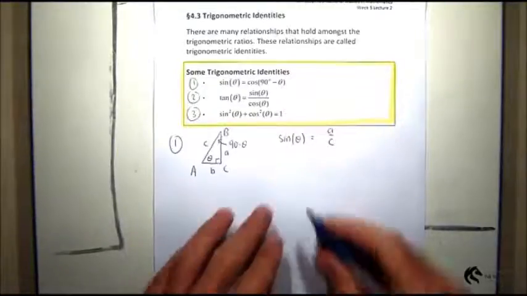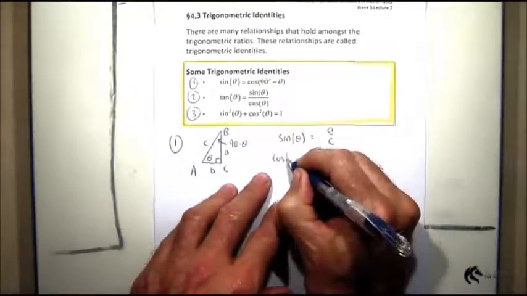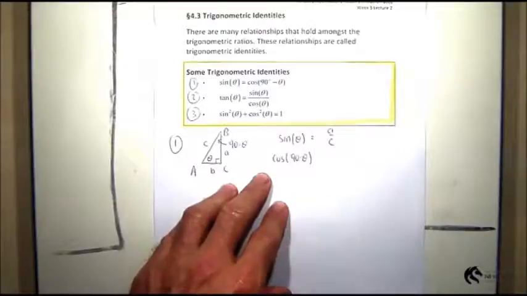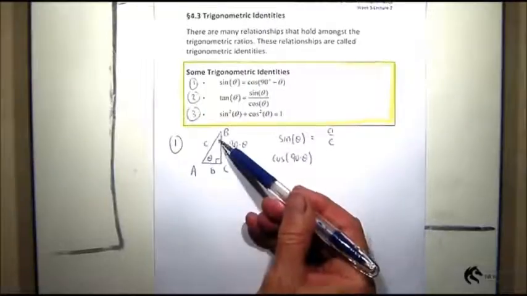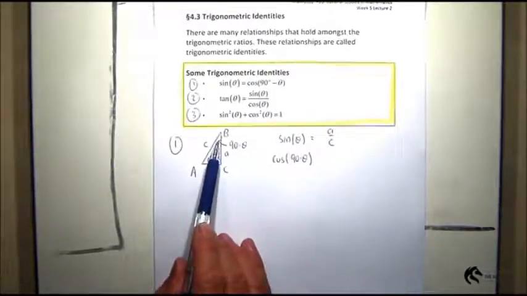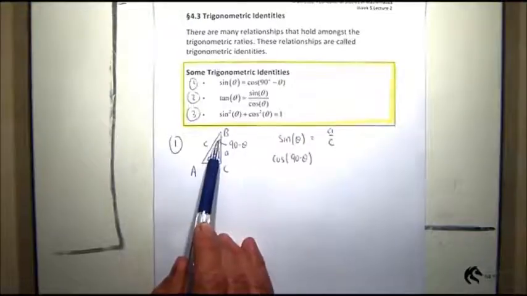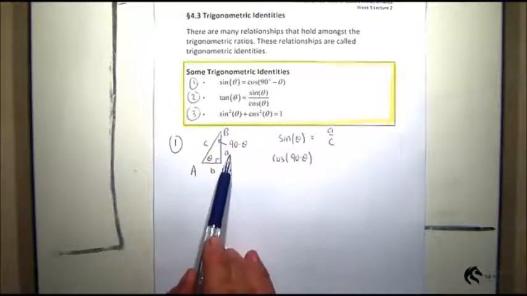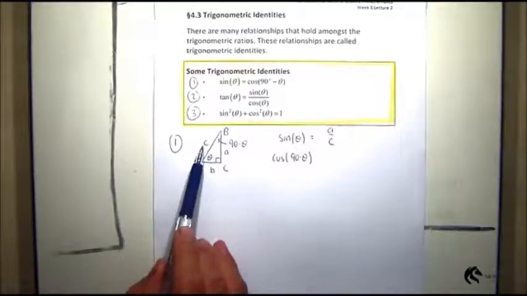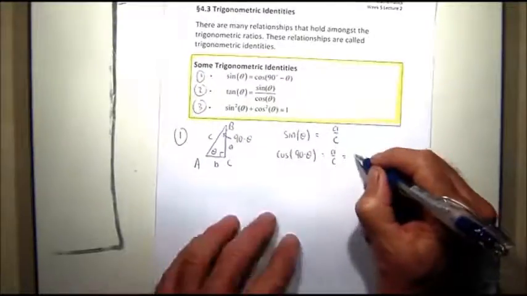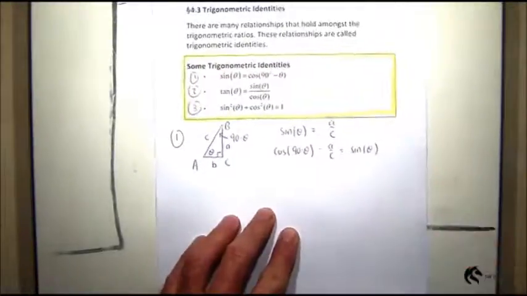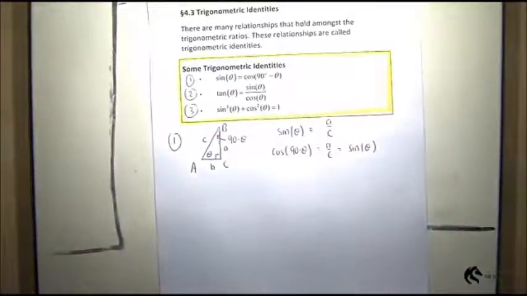On the right-hand side, I have cos of 90 minus theta. Now, 90 minus theta we know is the angle B, and when I'm at angle B, the cosine is the adjacent over the hypotenuse, and for this angle, A is the adjacent side, and C is still the hypotenuse. So you can see that the cos of 90 minus theta is also A over C, and so therefore must be sine theta. And so the cos of 90 minus theta must be the same as sine theta. And that's true no matter what value of theta you choose.